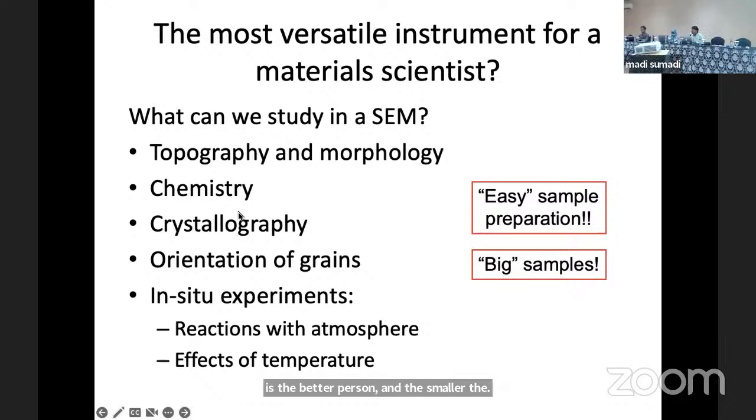So you see chemistry, crystallography, orientation of grains, inside to topography, morphology, so many. Now metallomics, metals, alloys, crystals, stones, all the way, the use is actually the same.